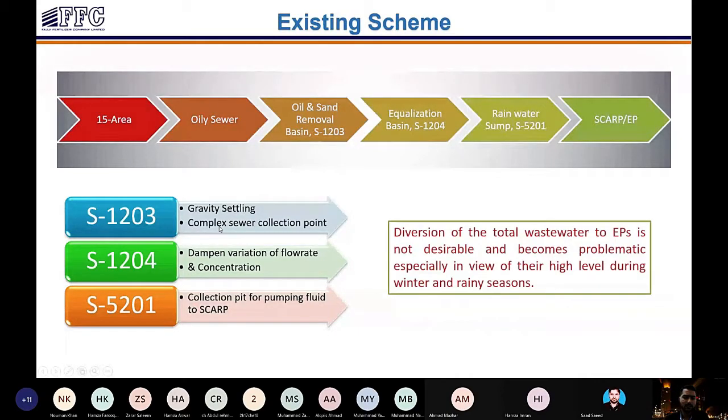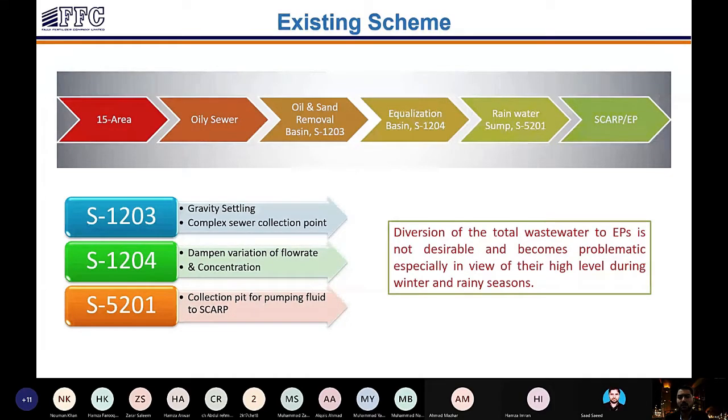S5201 is a gravity settling basin, and S1204, as I already mentioned, is just to dampen the variation of flow rates and concentration coming from various streams of the plant. And also S5201 is just a pit, which is provided with a submersible pump for either shifting fluid to the SCARP or the drain.